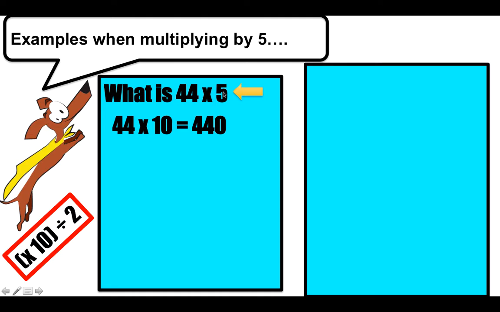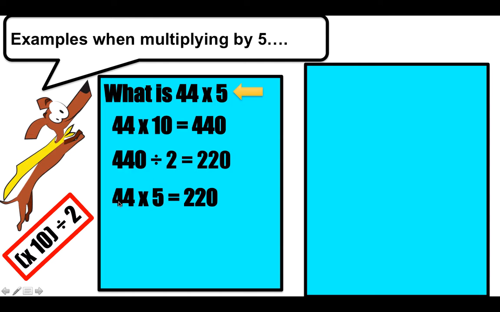Remember though that we want to multiply by 5. So our next step is divide it by 2. So 440 divided by 2 is 220. Again, an easy division to do mentally in my head. So 44 times 5 follows then is 220, a half of 44 times 10.